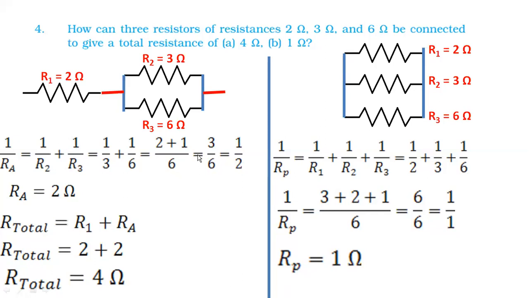Now let us go for the fifth question. Give me a response in the chat box first. Have you understood how to do this question? Question number 4. All you have to do is connect them in different combinations. First connect them in series, then try with parallel. If both answers are not applicable to your question, go for a combination. Two in parallel, one in series. These things you can do.